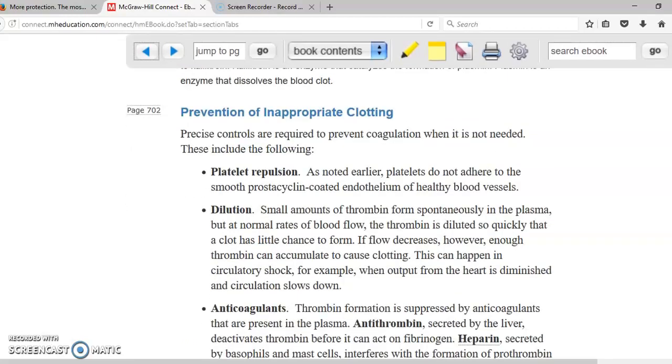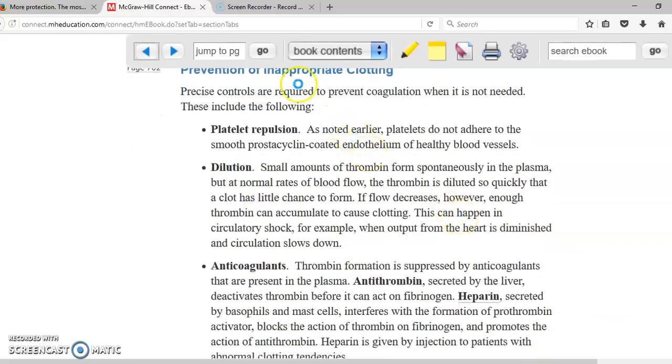So then here it says prevention of inappropriate clotting. After coagulation starts to make the blood clot very hard, how come this does not continue? How come you don't create a bigger and bigger and bigger blood clot? There's quite a few factors. Platelet repulsion. Obviously, the first step is to create a platelet plug. In order for you to create a platelet plug, the platelet must be attached to the damaged blood vessel. However, the blood vessel is very smooth, making it very hard for the platelet to attach to it.